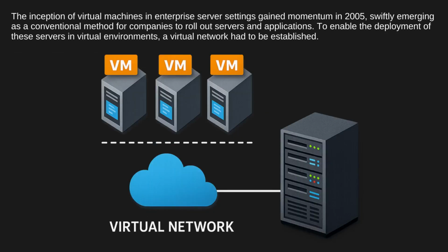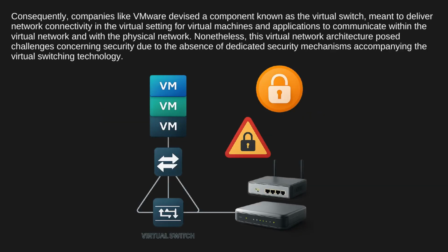The inception of virtual machines in enterprise server settings gained momentum in 2005, swiftly emerging as a conventional method for companies to roll out servers and applications. To enable the deployment of these servers in virtual environments, a virtual network had to be established. Consequently, companies like VMware devised a component known as the virtual switch, meant to deliver network connectivity in the virtual setting for virtual machines and applications to communicate within the virtual network and with the physical network.